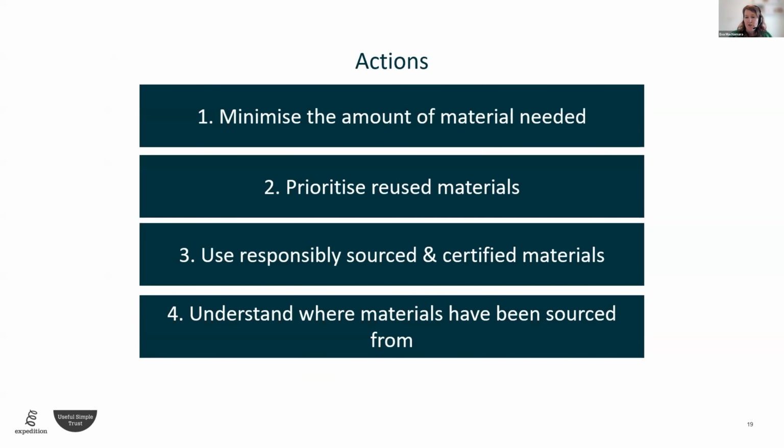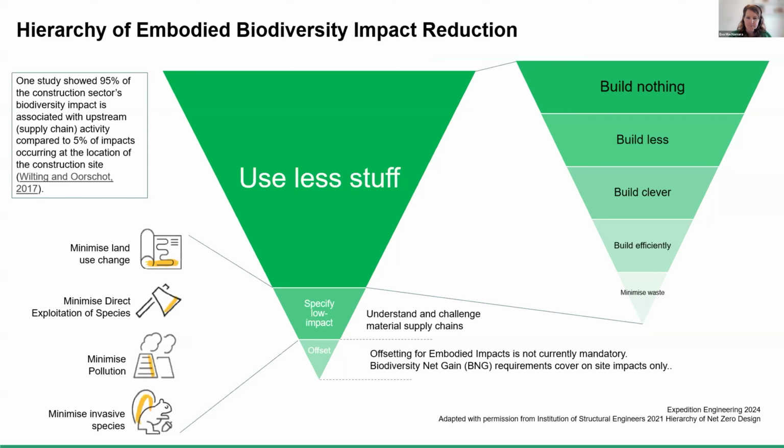They're focused around reducing extraction of raw materials through minimizing the amount of material needed, maximizing circular economy principles through reuse, or else ensuring that extraction is done responsibly, which requires an in-depth understanding of our supply chains. In reflecting on our research, we saw that it aligns strongly with the actions for carbon and with the IStructE's hierarchy of net zero design, and with their permission produced this adaptation.